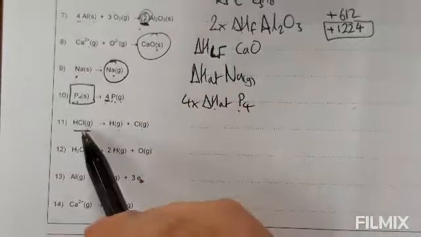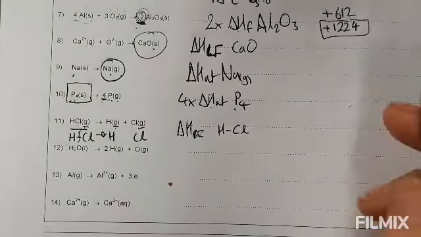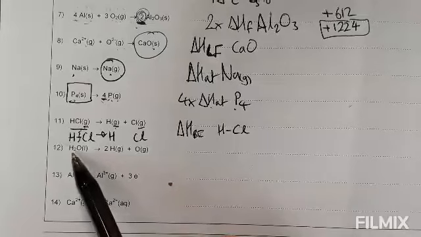This looks like a bond enthalpy. This looks like you're taking HCl, snapping that bond, and forming a hydrogen atom and a chlorine atom. This is delta H bond enthalpy for HCl: the enthalpy change when 1 mole of HCl bonds is broken, everything in the gaseous state.